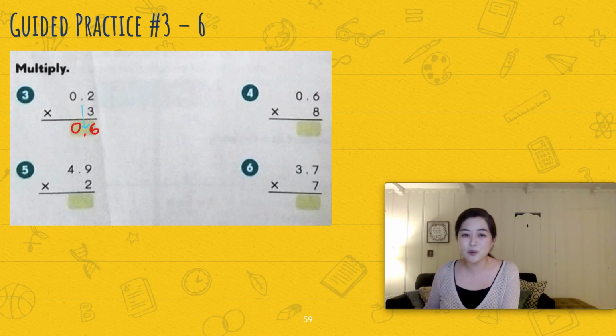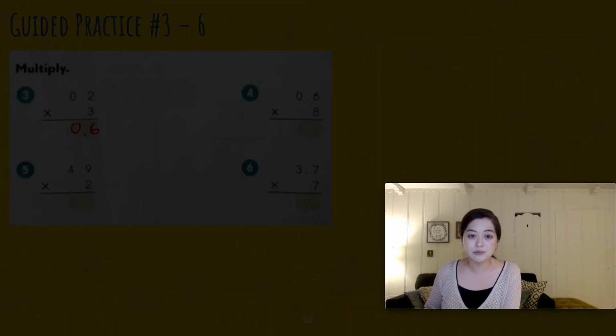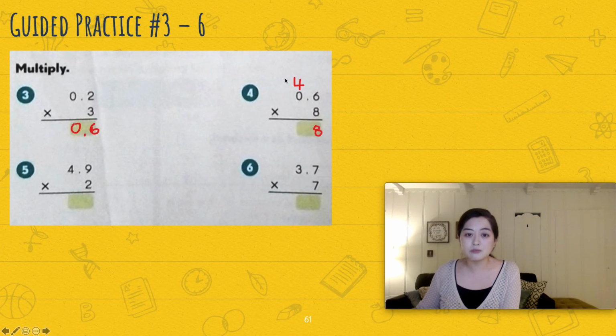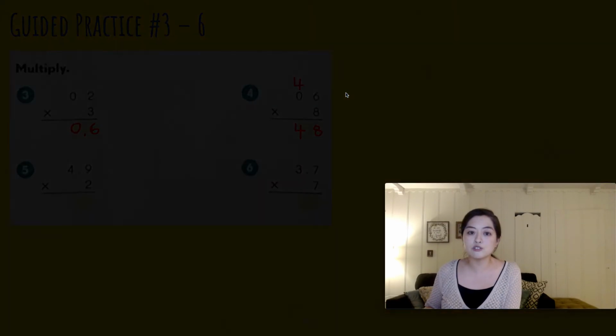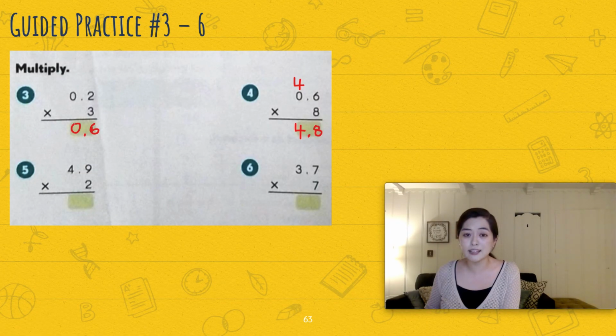Let's look at number 4. We're going to do 8 times 6, which is 48. Okay. So 48, right? And then we're going to do 8 times 0, which is 0, plus 4, which is 4. Then I'm going to drop the decimal point, so it's 4.8.